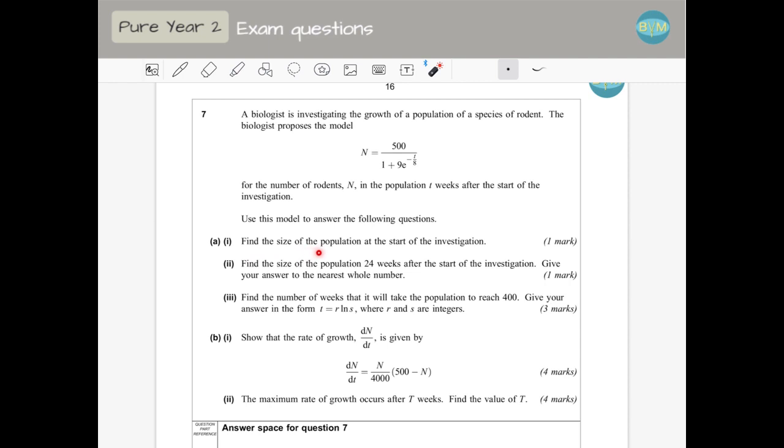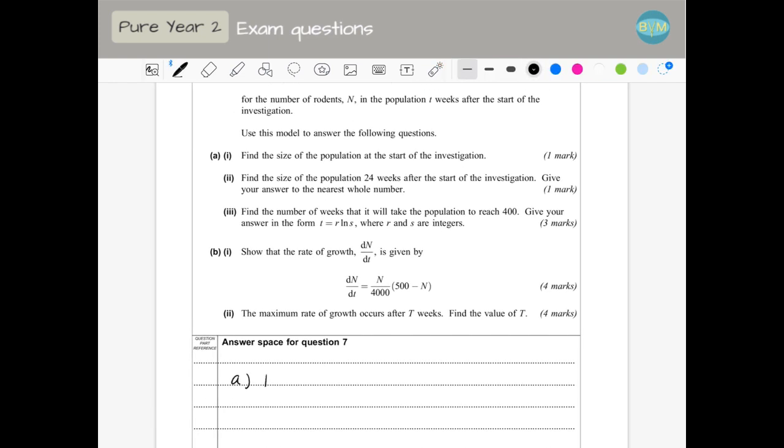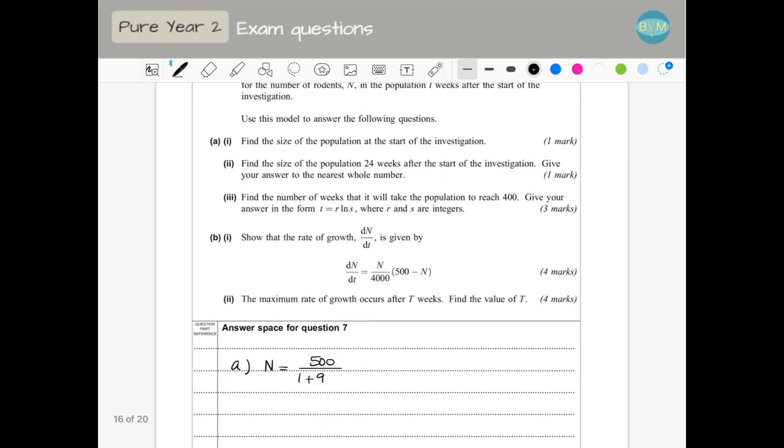We have to find the size of the population at the start of the investigation. As t is the time in weeks after the start of the investigation, at the beginning of the investigation this t is going to be 0. So we are going to find n when t is 0. So for a, n is going to be 500 divided by 1 plus 9e to the power of 0. e to the power of 0 is 1, so I have 1 plus 9 is 10, 500 divided by 10 is 50. We don't even need the calculator, and that's the first one.